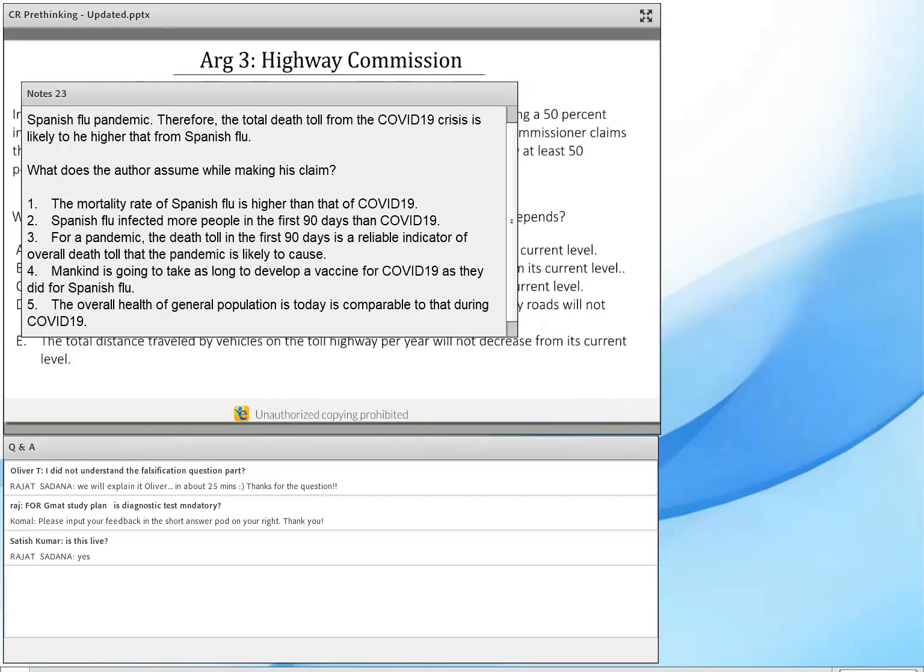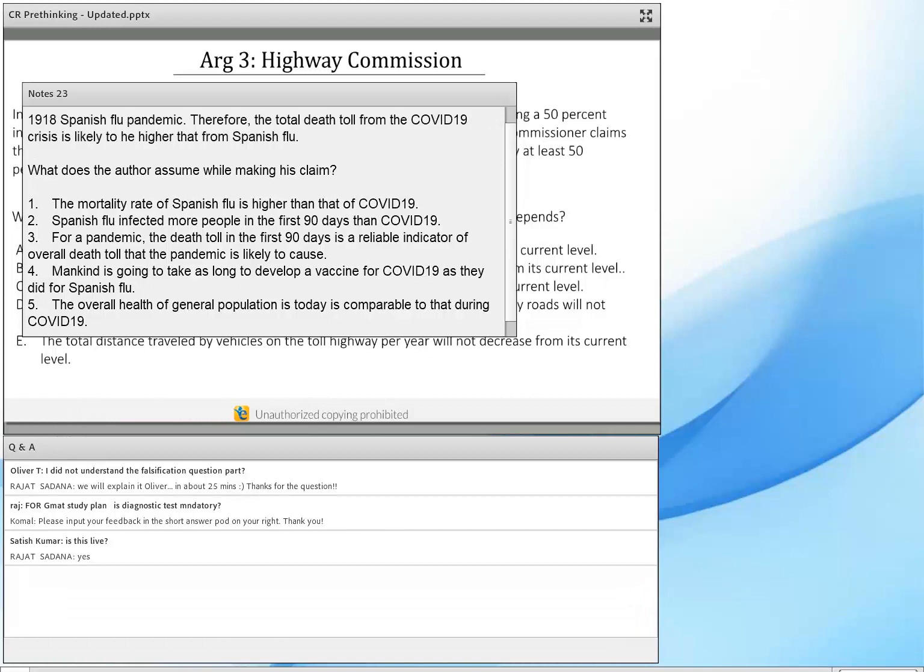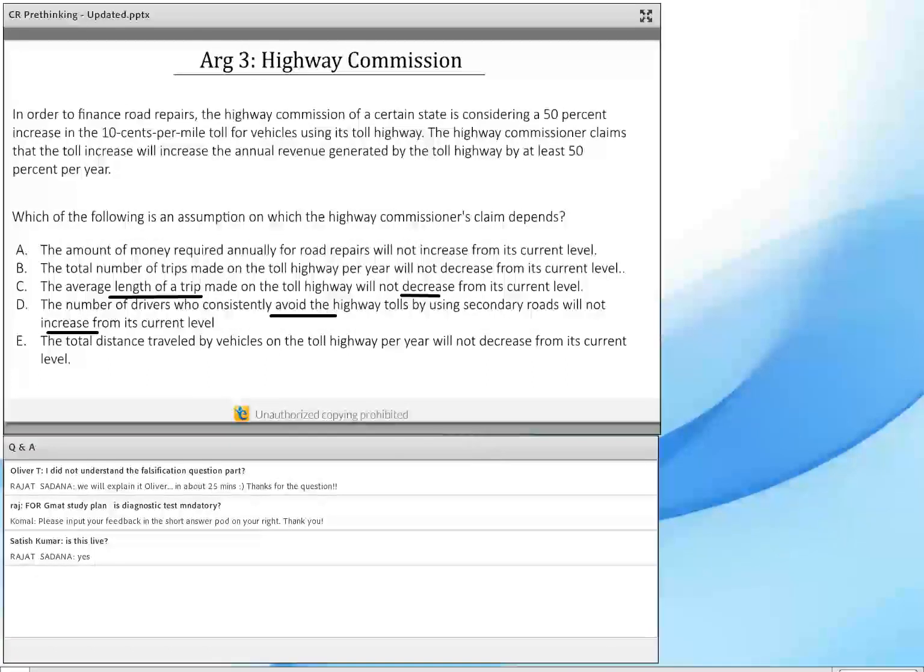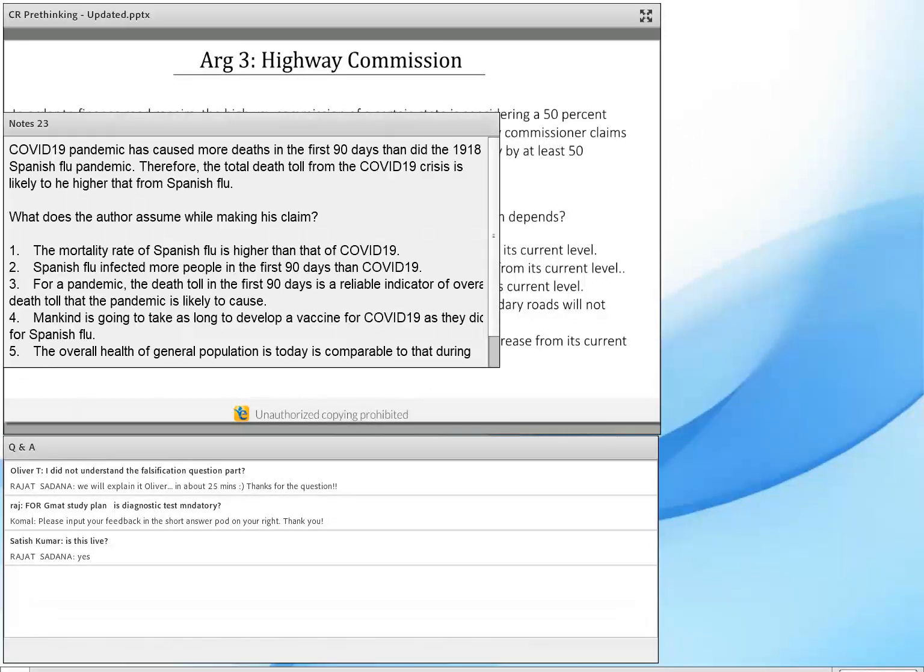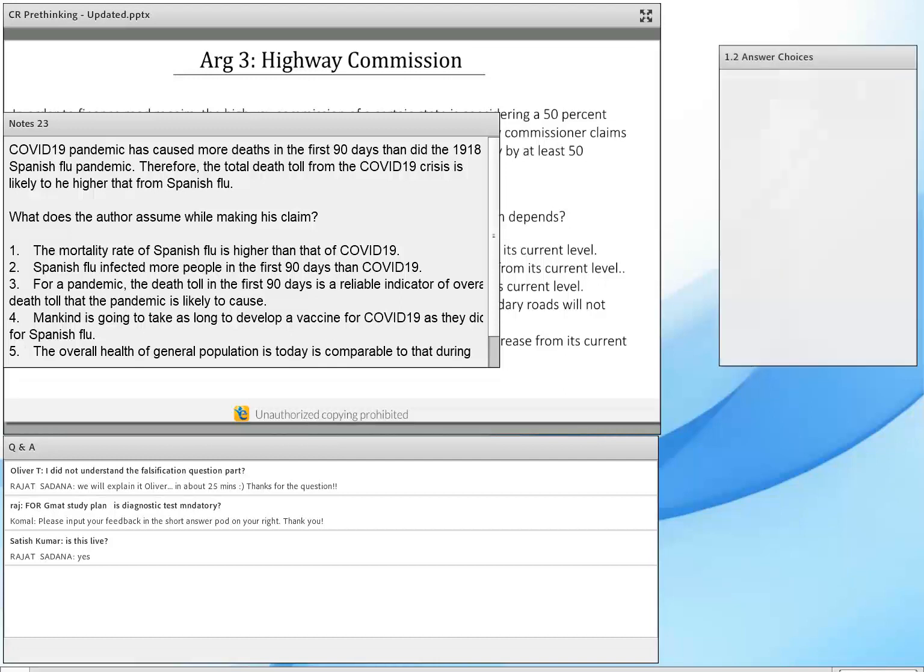Okay, for those of you who really say option A, the amount of money required over here has no relevance in the context of the conclusion. The conclusion is purely about the increase in annual revenue. It has nothing to do with how much money you need. So here is my question over here. And again, remember, I just created it this morning, and I'm going to give you the answer choices. I'm going to give you a couple of minutes to answer this question.